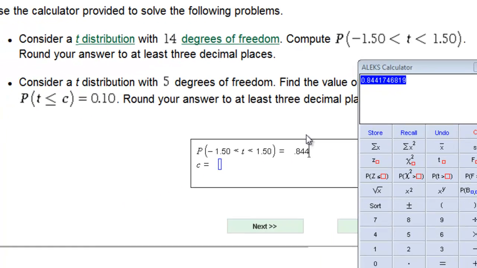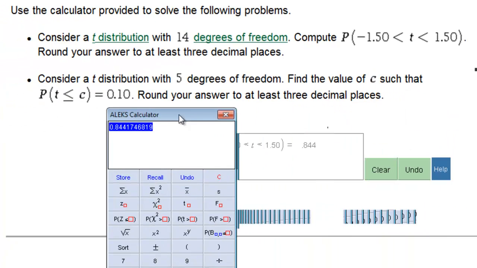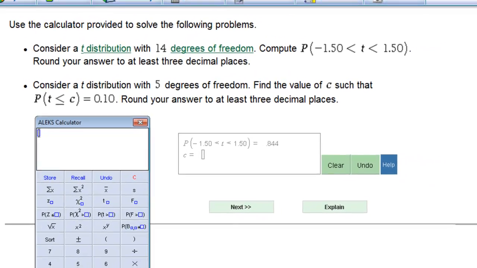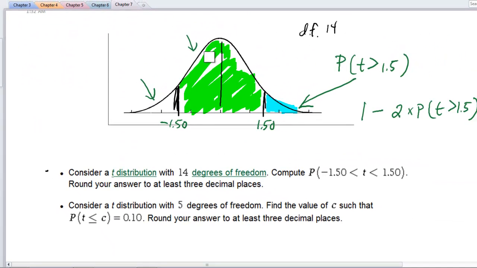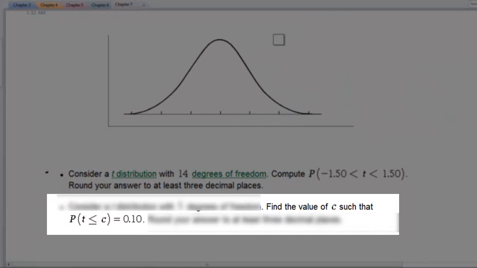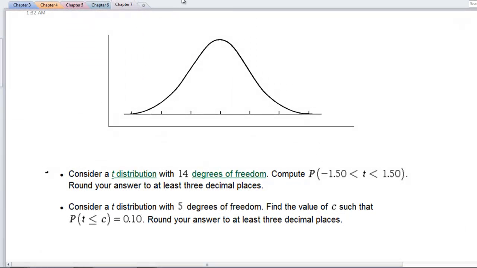All right. Now they also want you to be able to do this one. This one is actually not hard at all. It says consider a t-distribution with 5 degrees of freedom. Find the value of c such that P of t less than or equal to c is 0.10. Actually, I will go back to my OneNote and erase real quick. They want us to find a c so that the probability of getting a t less than c is only 10%. So knowing that, I know that it's got to be somewhere way over here. And this area to the left is 0.10.